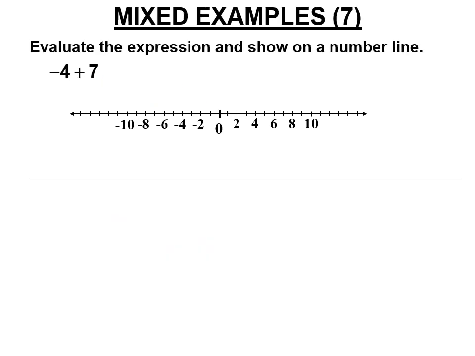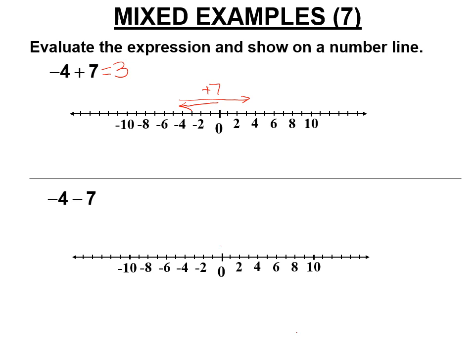All right, so now we're going to start at negative 4, and we're going to add 7, and we should end up at positive 3, right? We add 7 and end up at positive 3. We go to negative 4. Now we're subtracting 7, right? Which is the same as adding negative 7. We're going to end up at negative 11.